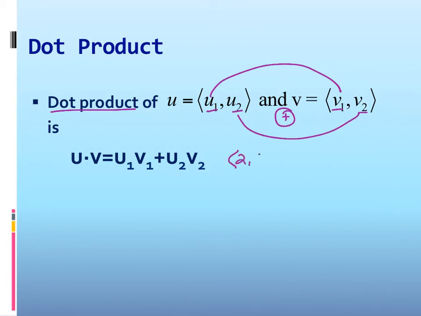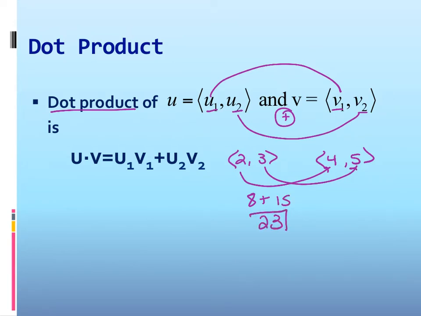So if I had 2, 3, and 4, 5, then I would do 2 times 4, which is 8, plus 3 times 5, which is 15. Combine those together to get one single number. So the answer to dot products should be one number.